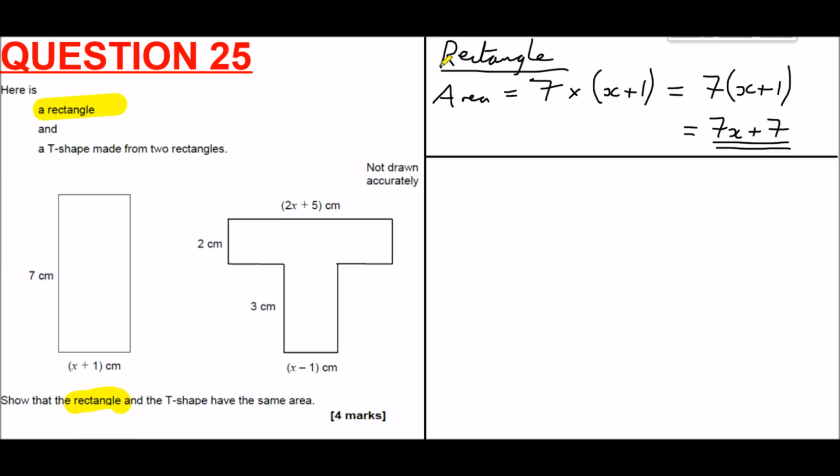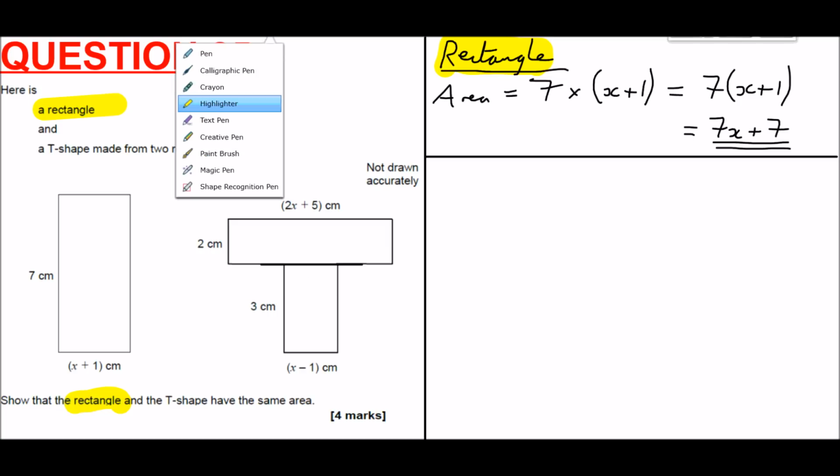Now the T-shape looks harder, but it's not as hard as it may appear, because we can always consider a T-shape like this to be made up of 2 rectangles, like the question actually says. So if we just split it into 2, then we can think of it as a top rectangle and the bottom rectangle. And so the second thing I'm going to do now is to think of the T-shape.